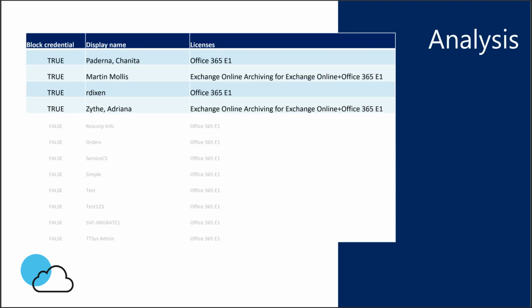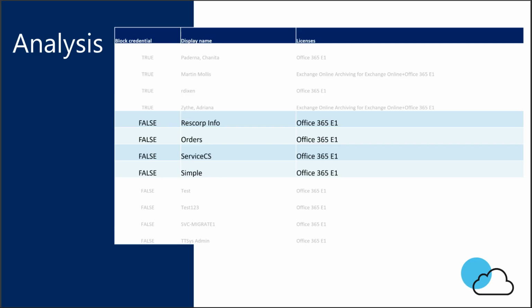In this first group of users, the first column shows that the block credential values have been set to true. This means that the users are not allowed to log in, and yet in the third column under the licenses, you'll see that they are actively consuming licenses. So these are potential licenses that could be removed from those user accounts, and the customer can pick up some cost savings. Well, let's look at the next block of users.